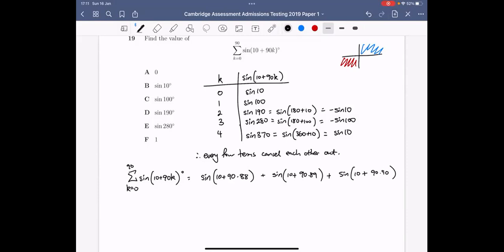And then, just by thinking about it, this should be equal to sine of 10. This is sine of 100. This should be minus sine of 10. Just figuring out the pattern, I guess. So then this is just sine of 100, which is C.